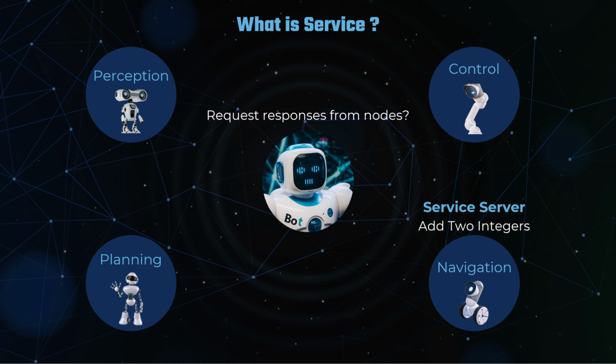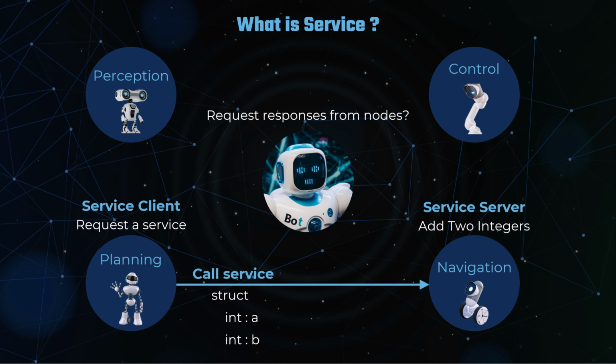In this example, the service server provides a functionality named service to add two integers. The service client requests this operation by sending a message containing the two integers to the server. When the service server completes calculating the sum of the two integers, it sends a response message back to the service client containing the result.